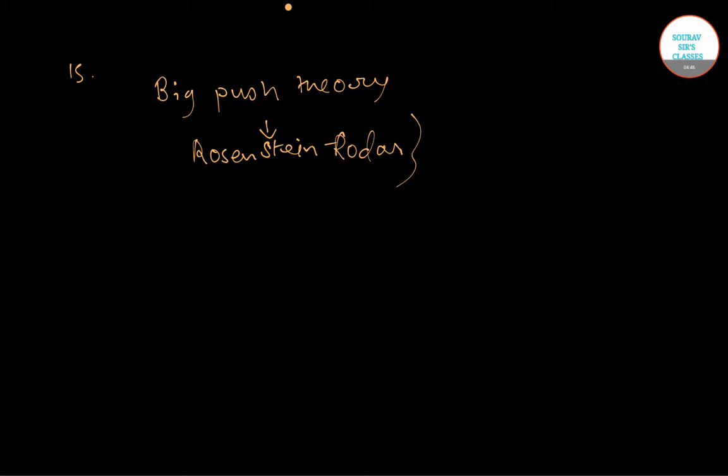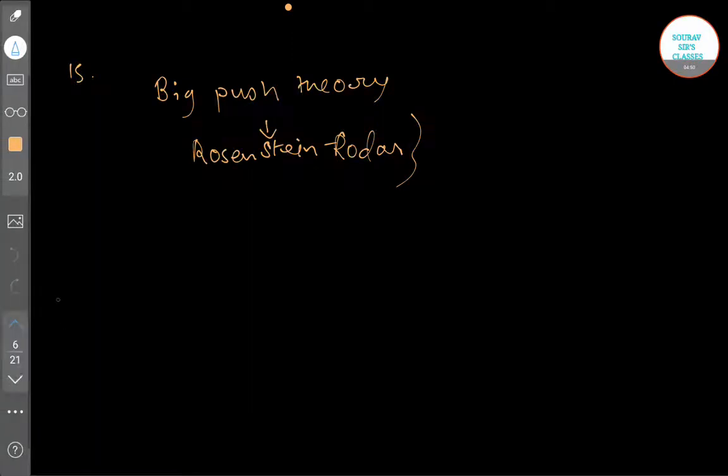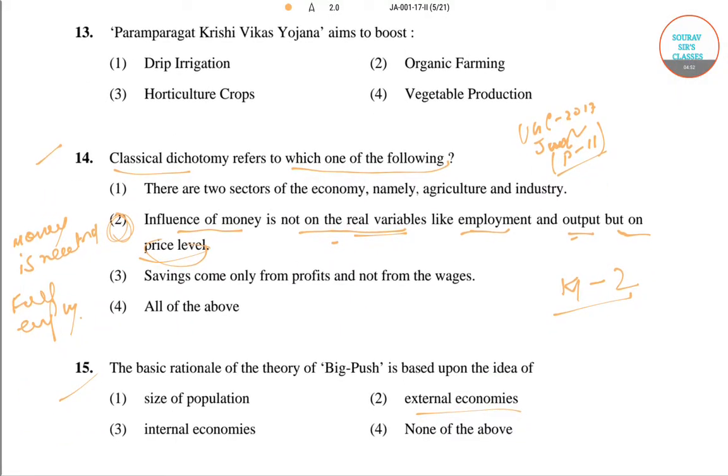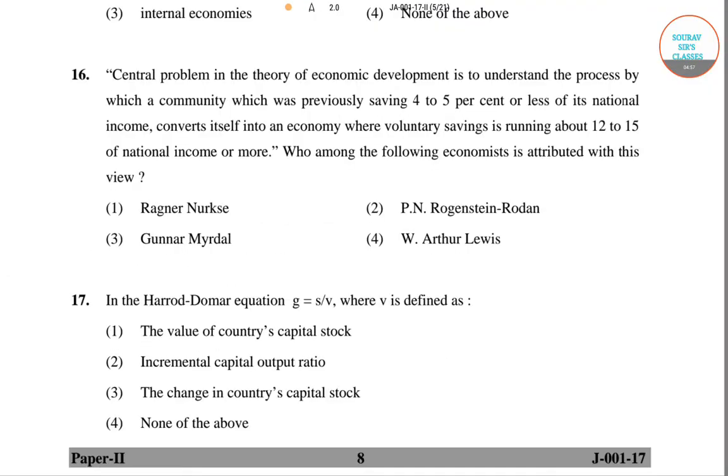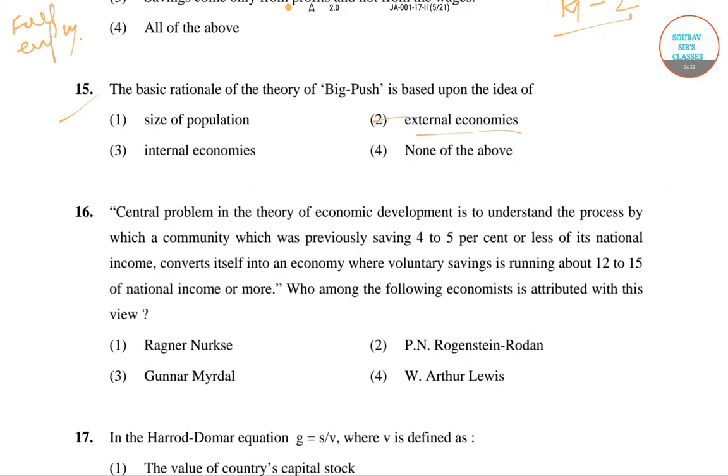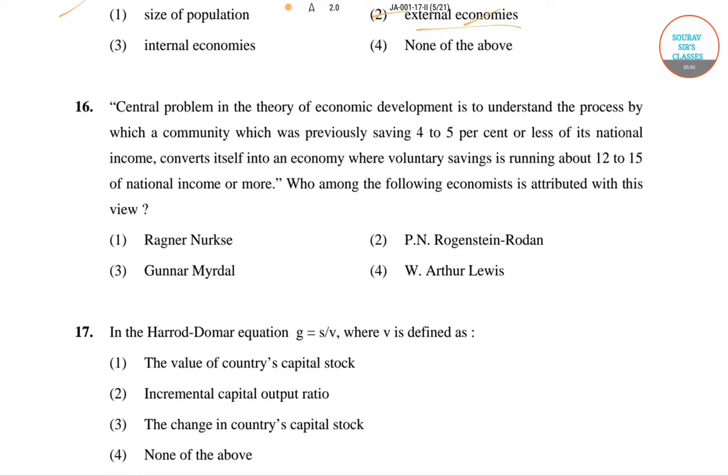So with this concept we can say that for question number 15 the right answer is external economies, which is option 2. Sorry, the right answer is option 2. Now we'll go to question number 16.